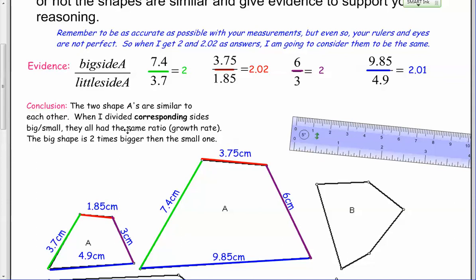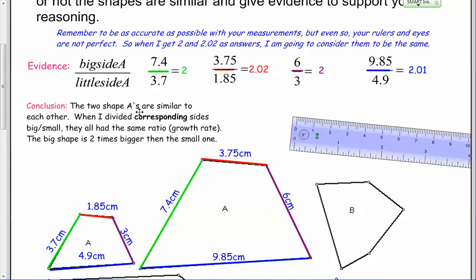is that all the sides of this quadrilateral have grown by the same amount. Each one of these sides is 2 times bigger than that one. Or I could say that the little one is half as big as the big one. So my conclusion then is this.